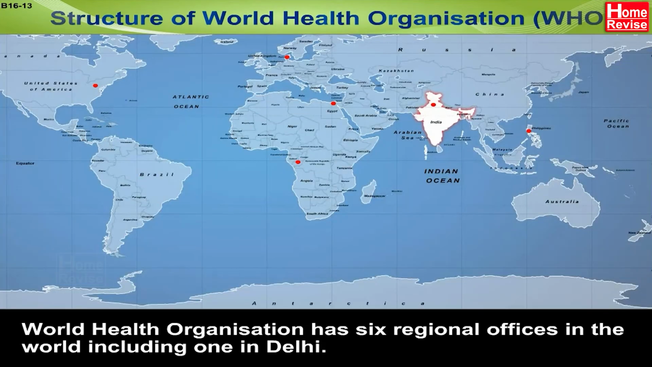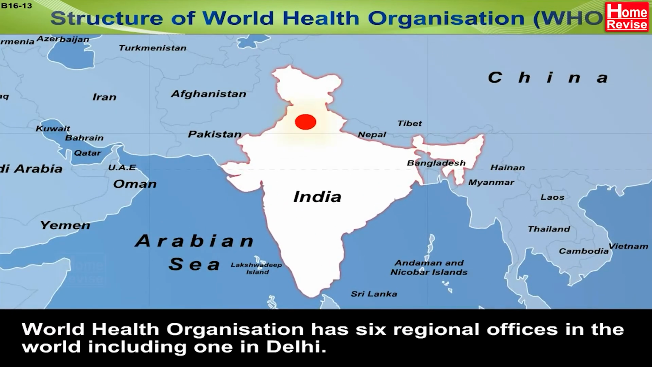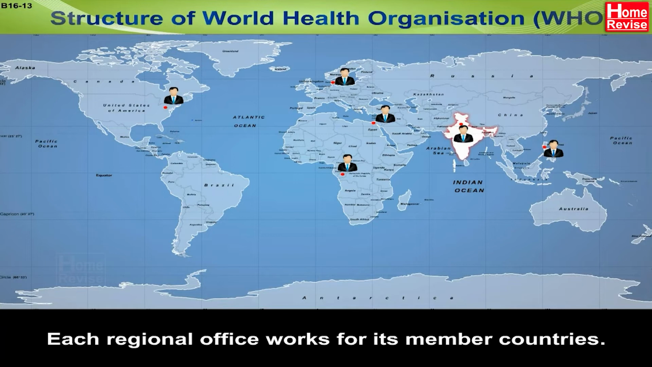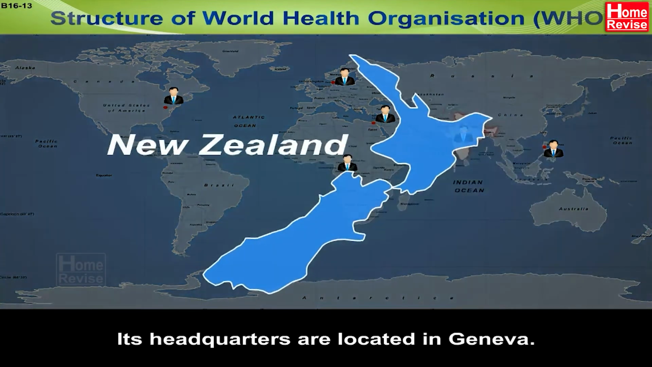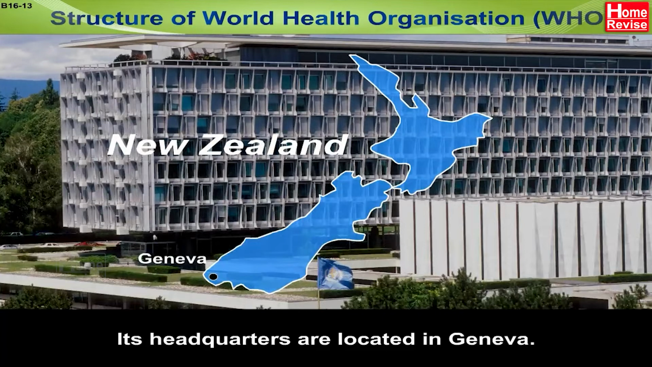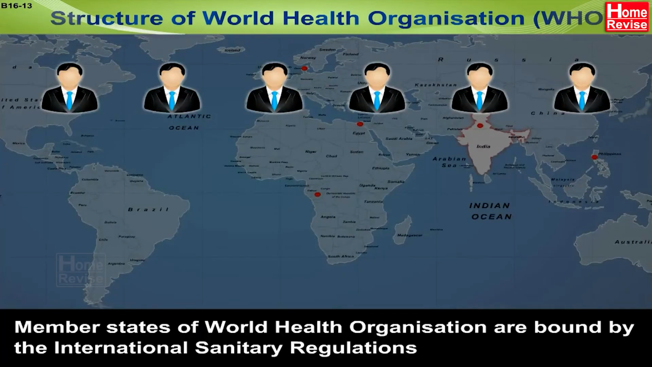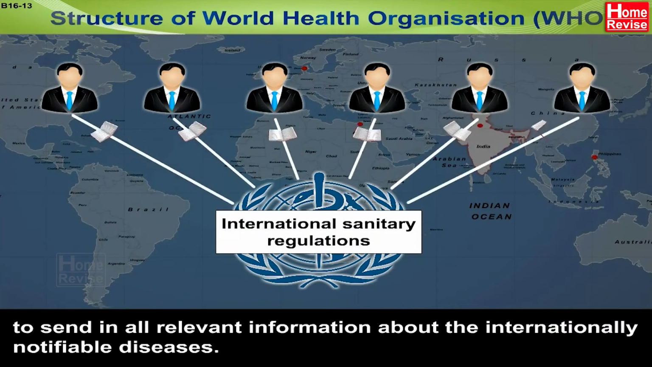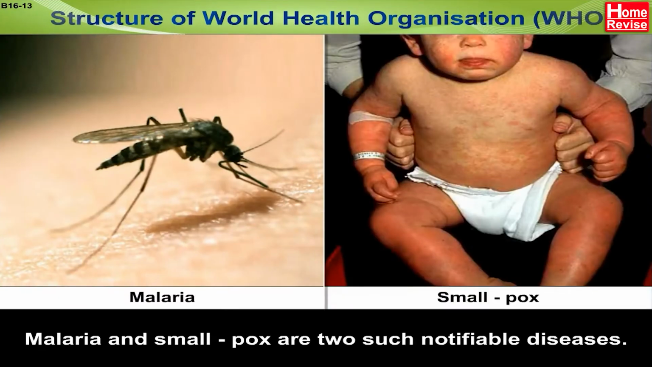Structure of World Health Organization. World Health Organization has 6 regional offices in the world, including one in Delhi. Each regional office works for its member countries. Its headquarters are located in Geneva. Member states of World Health Organization are bound by the International Sanitary Regulations to send in all relevant information about the internationally notifiable diseases. Malaria and smallpox are 2 such notifiable diseases.